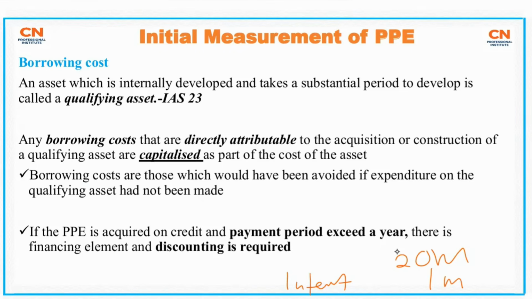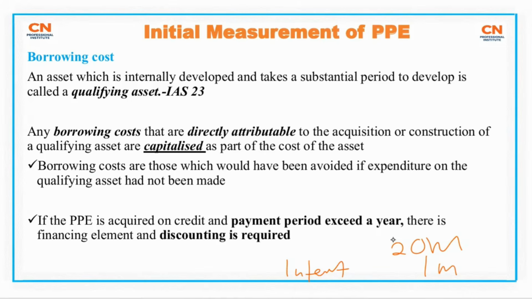So let's say you went for this loan to build your house, to construct PPE, to construct a building. A building is a qualifying asset. Not all buildings are qualifying assets. If you are constructing the building yourself, it's a qualifying asset. But when you are buying it, it's not a qualifying asset. Why? If you buy it, you need to buy it ready for use. But if you are constructing, then it's likely that it takes some time, and therefore it becomes a qualifying asset. So then you have to capitalize the borrowing cost, right?